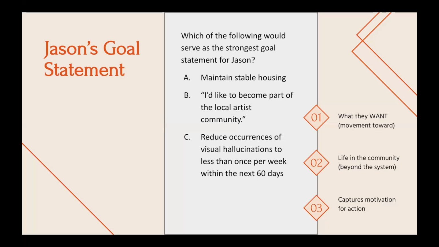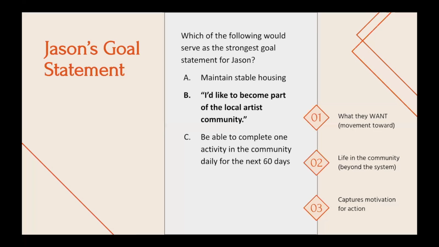B, I'd like to become part of the local artist community. This really seems like a strong, motivating recovery vision, given what we know about Jason. And so I think that is the strongest option. And C, this reads more like a measurable outcome that we might expect to see as an objective. Yes, it's more of a short-term gain to address an immediate barrier rather than being the why or the motivating vision of recovery.